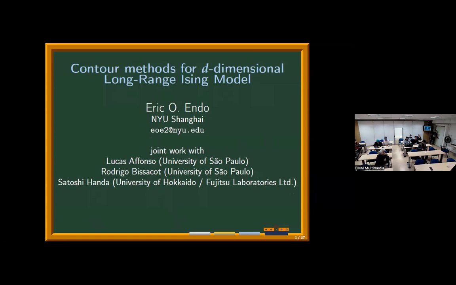And today I'm going to talk about the contour methods, the usual contours that, if you are familiar with the Peierls argument in spin systems, is what we're going to present today. Some quick review about the nearest neighbors contour and some new things about the long-range Ising model.